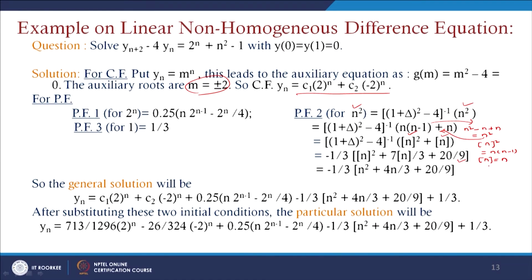Hence we have obtained 3 particular functions, and these can be added together to get the complete particular function for y n here. The general solution will be y n equals the complementary function plus the particular function. This complementary function can be written as c 1 to the power n plus c 2 into minus 2 to the power n, and this part is written here.